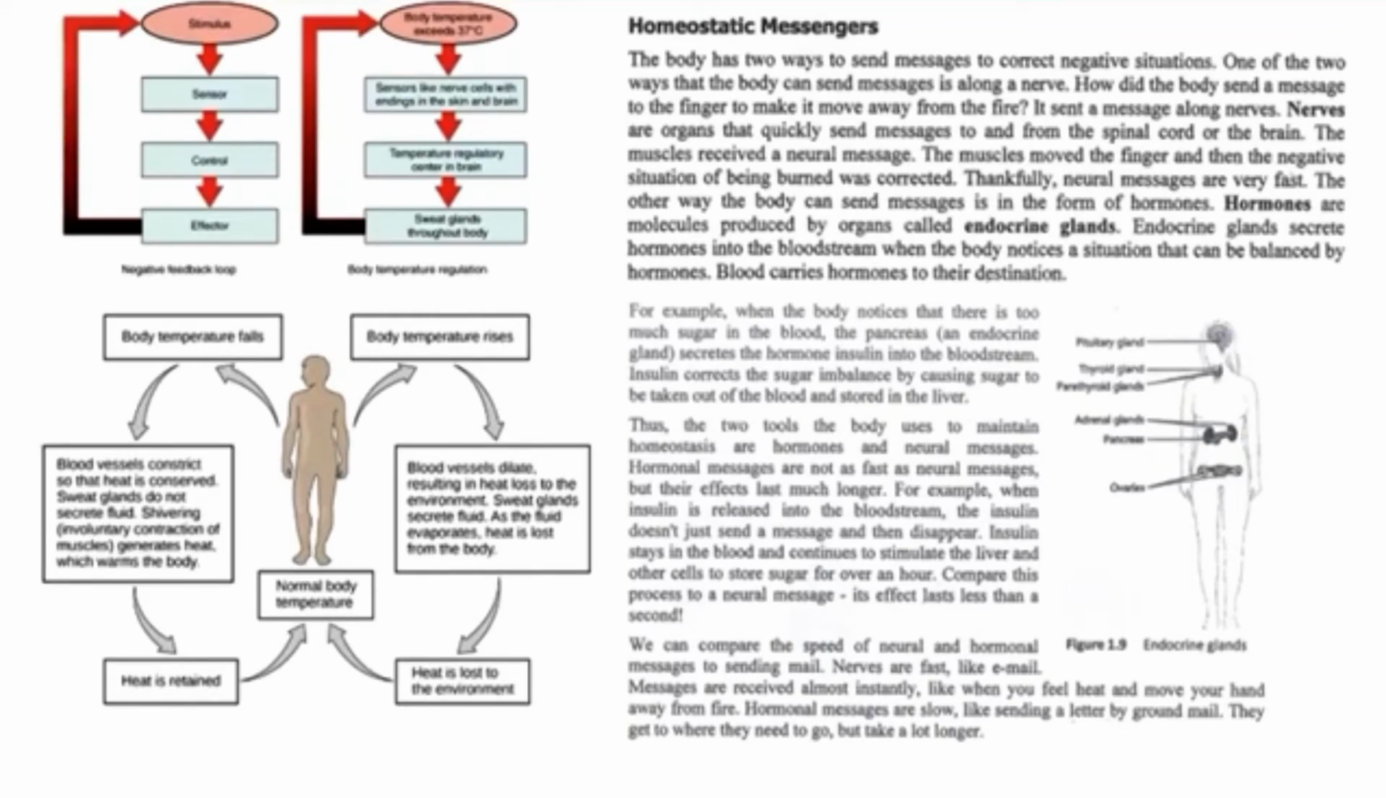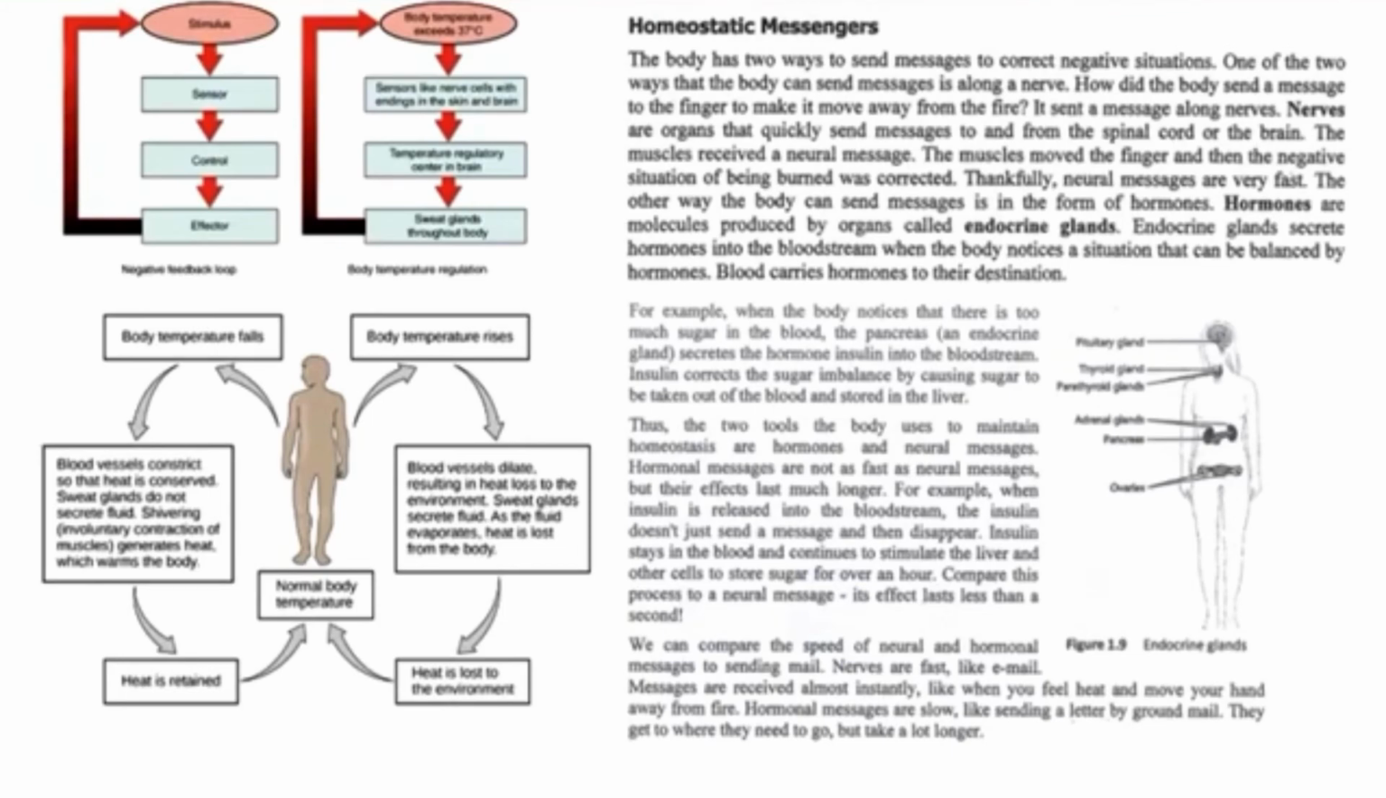The other way the body can send messages is in the form of hormones. Hormones are molecules produced by organs called endocrine glands. Endocrine glands secrete hormones into the bloodstream when the body notices a situation that can be balanced by hormones. Blood carries hormones to their destination. For example, when the body notices that there is too much sugar in the blood, the pancreas, an endocrine gland, secretes the hormone insulin into the bloodstream. Insulin corrects the sugar imbalance by causing sugar to be taken out of the blood and stored in the liver.